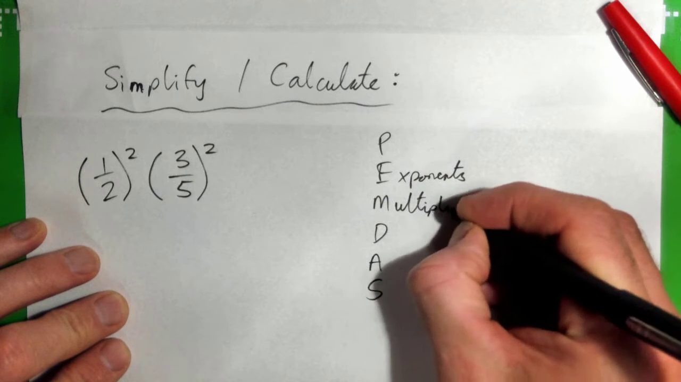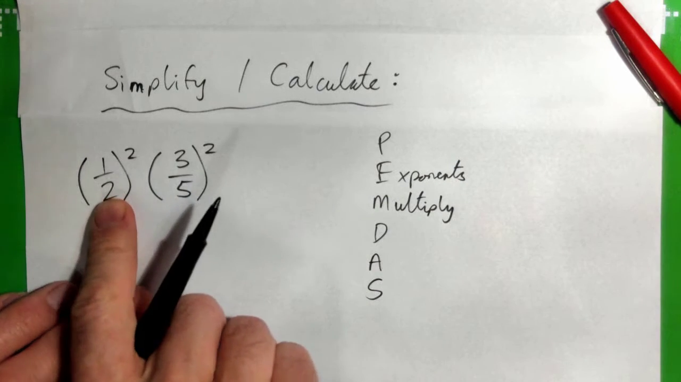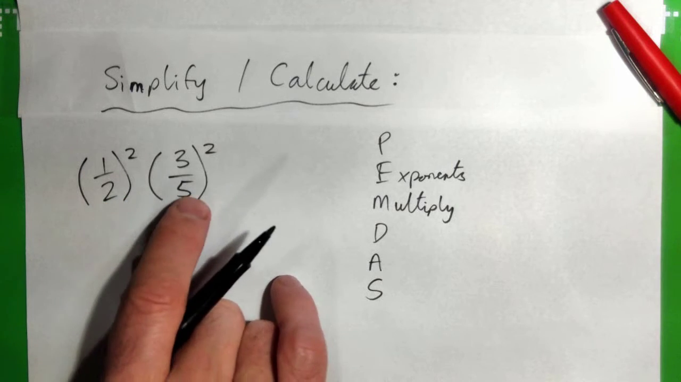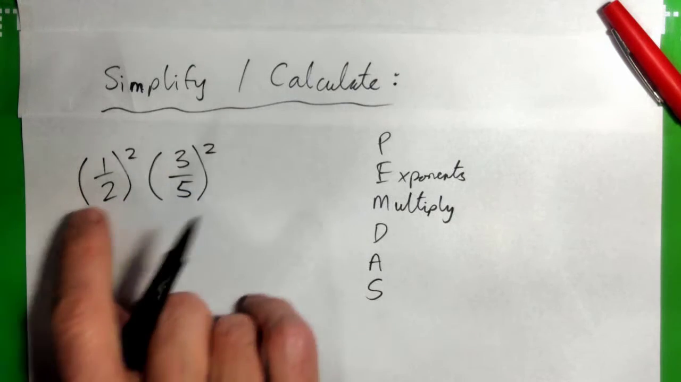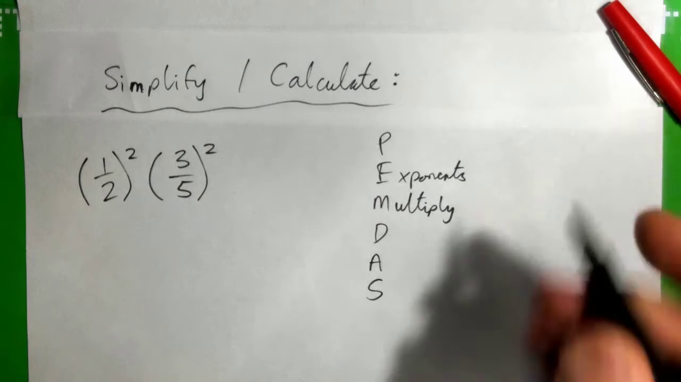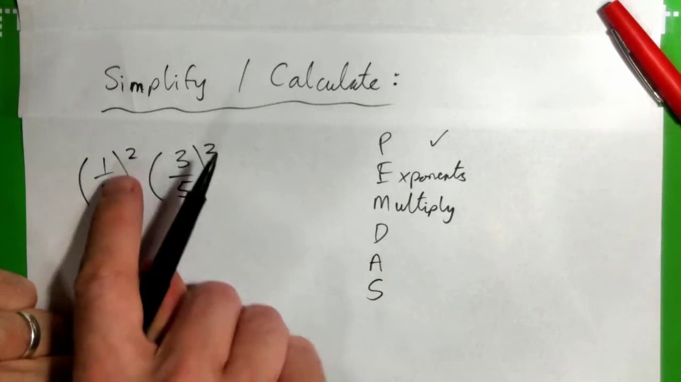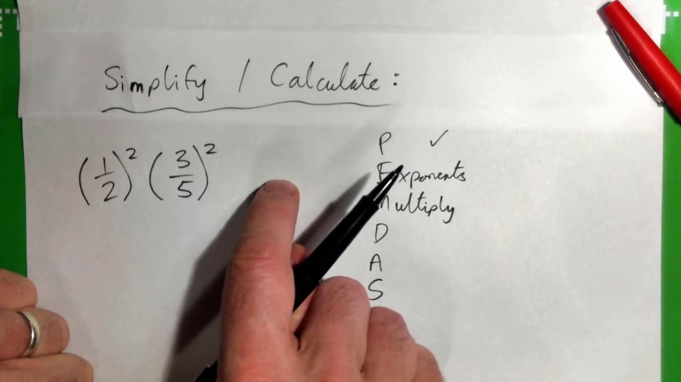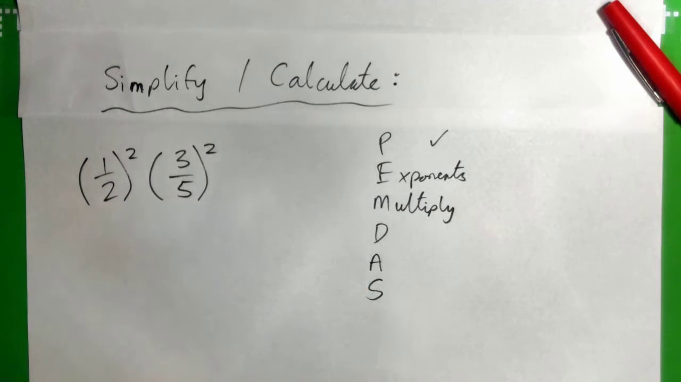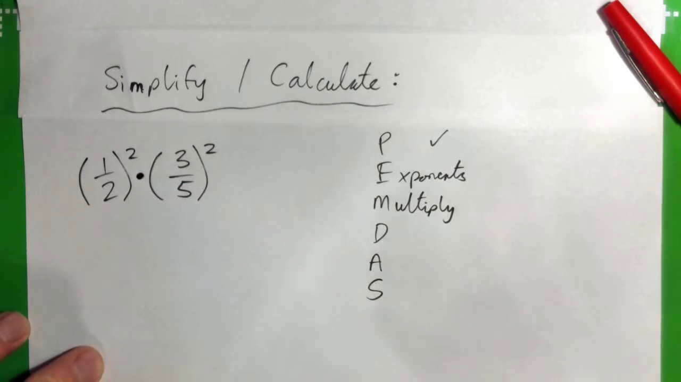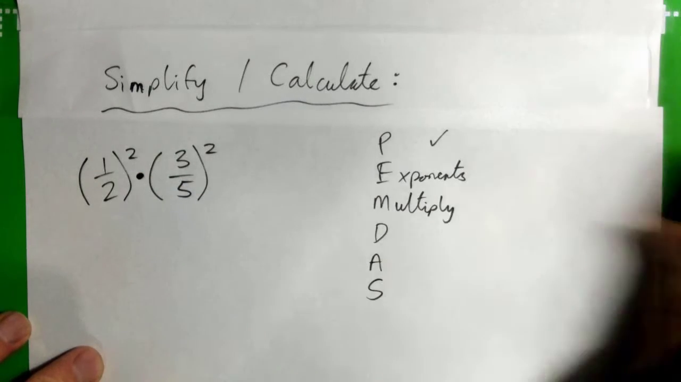Now, we do have parentheses, but there's nothing to actually do inside of them, because this is just a half and that's just 3/5. There are no calculations to be done inside the parentheses. So that's done, basically. Moving on to exponents, we do have exponents, and these things are written beside each other, which implies they're also being multiplied. But we must start with exponents.